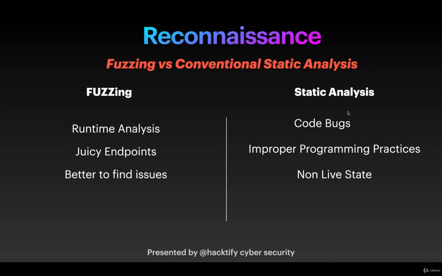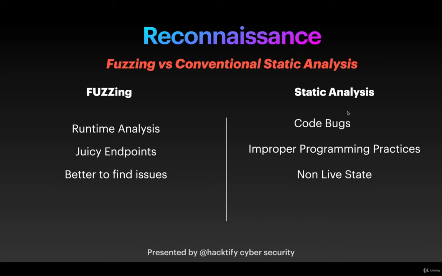If we talk about fuzzing, at the other end, it is all about runtime analysis, where we give a lot of garbage values or a lot of sensitive data or endpoints, with the help of a word list, to the application and see how the application behaves with all that provided data. With fuzzing, we will also identify a lot of juicy endpoints which others may miss out. Fuzzing is also helpful and important to find better issues. For example, sometimes even CVEs are found with the help of fuzzing.